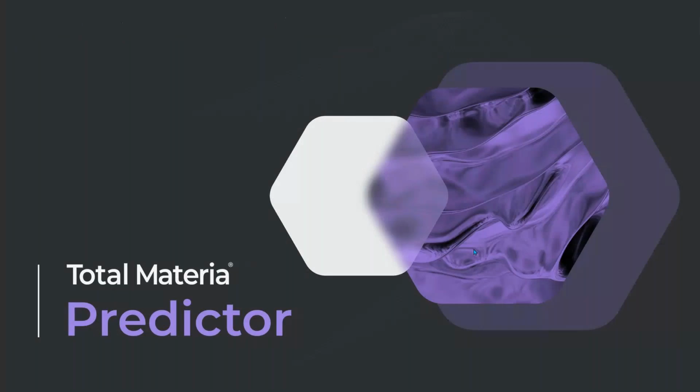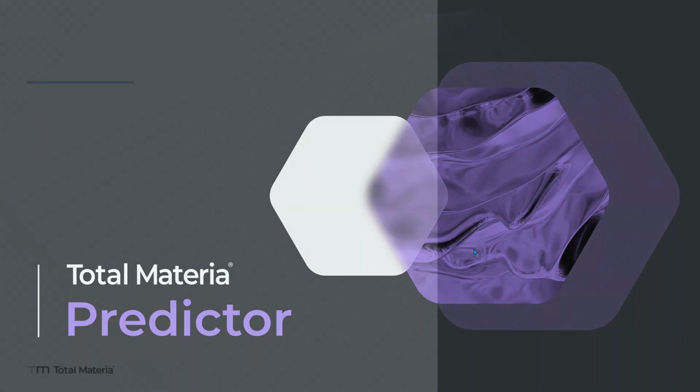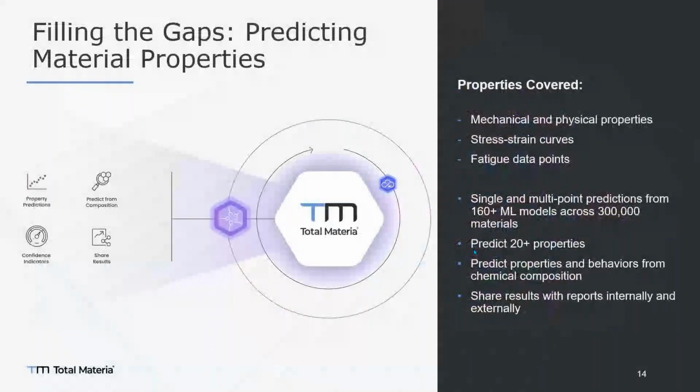So thirdly, we got Predictor. Here you're able to predict material properties, mechanical and physical, stress strain curves, and fatigue data. We have a lot of different machine learning algorithms, and we're able to predict over 20 plus properties. You're able to also predict properties and behaviors based on chemical composition. So if there's a change in the chemical composition, you're able to do so, and you're able to share that information internally and externally as well.